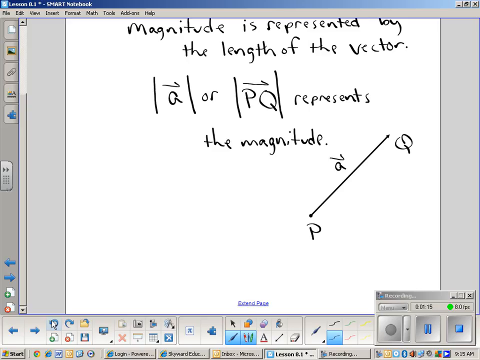And over here in the picture, I've labeled this both ways. If I put an A in the middle of it with a little vector symbol over it, that means that's vector A. Or if I label both ends of my vector, P and Q, then I could label that vector PQ. Okay?